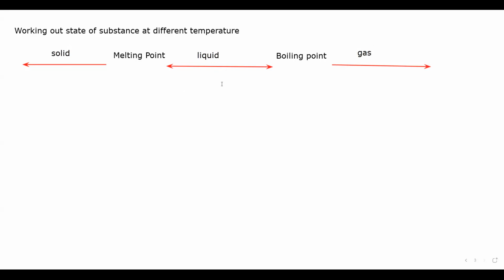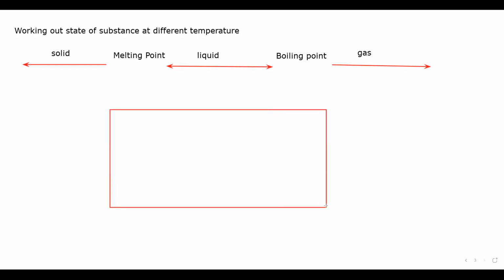So a substance before its melting point is solid. If the temperature is between its melting and boiling point, the substance will be liquid. And if it is after the boiling point, the substance will be a gas. Example, if I say I have 4 different substances and I want to find the states.